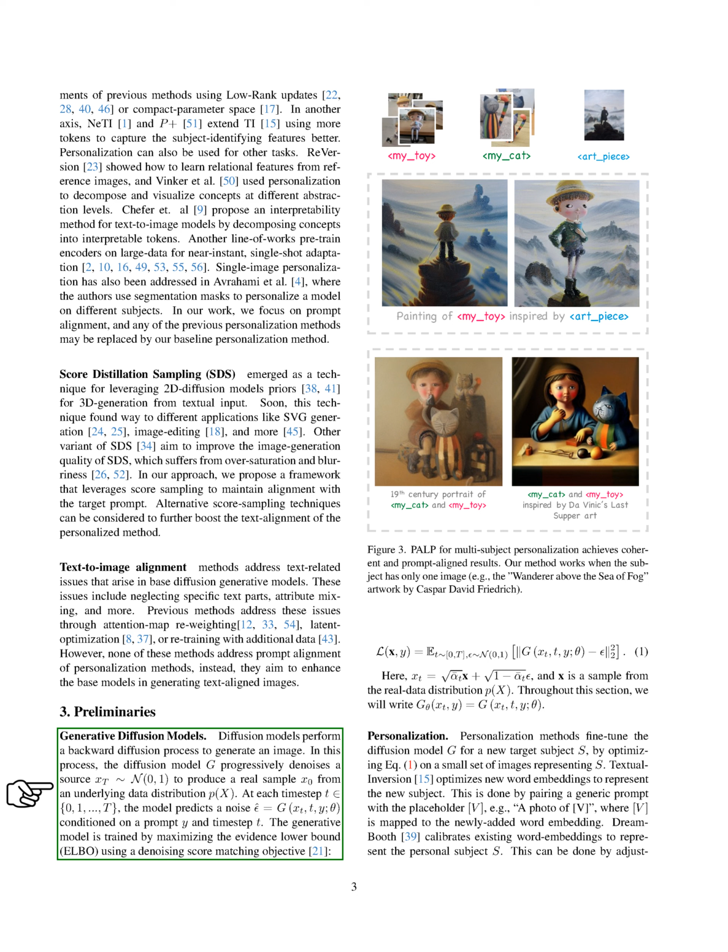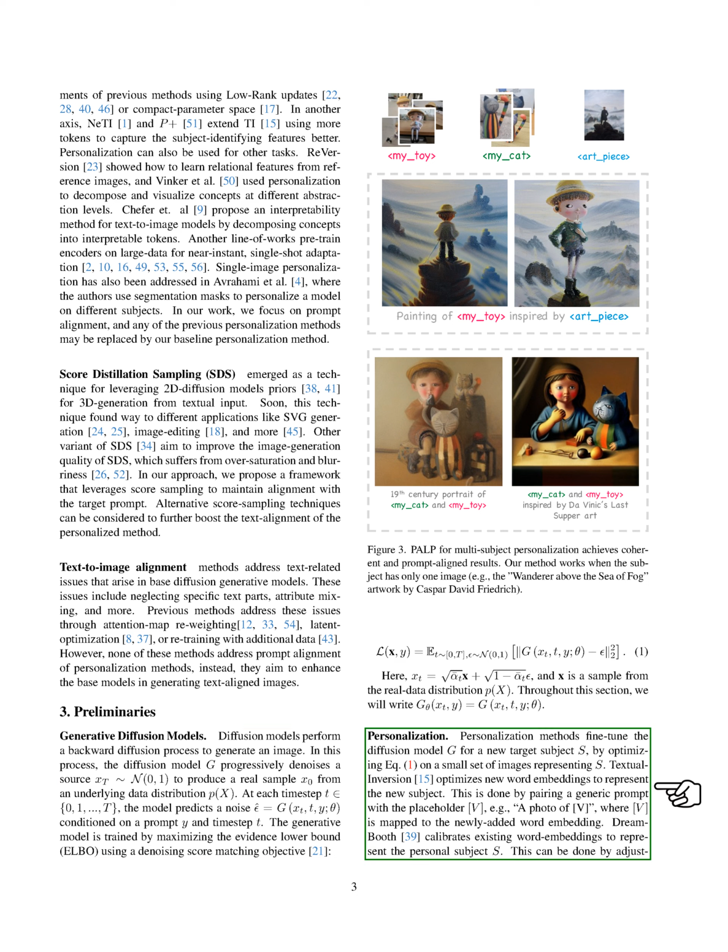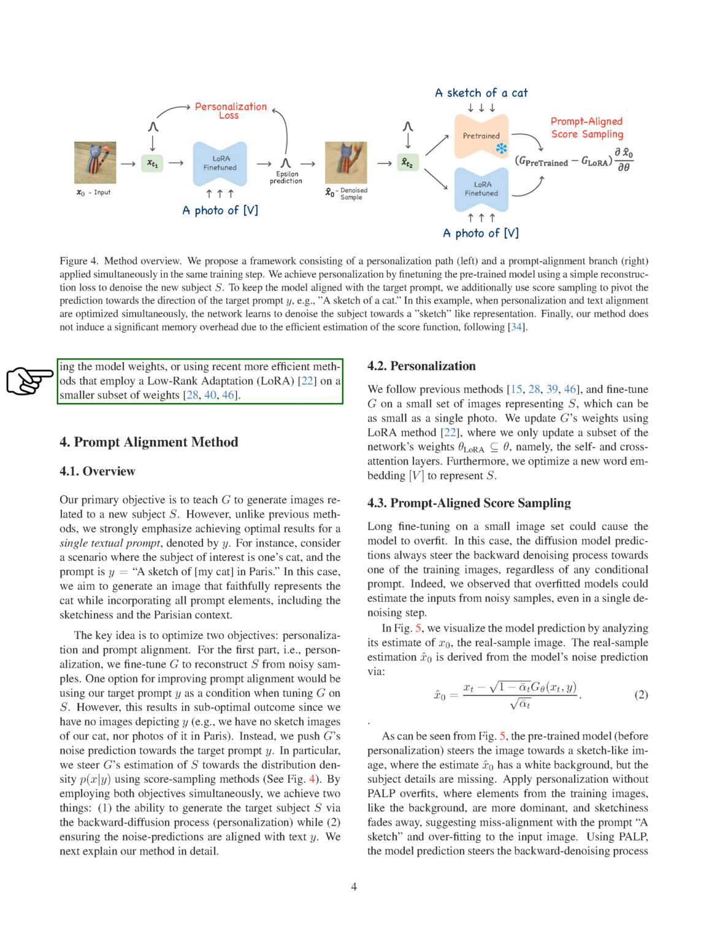Next, let's discuss personalization. Personalization methods fine-tune the diffusion model for a new target subject by optimizing on a small set of images representing the subject. For example, textual inversion optimizes new word embeddings to represent the new subject. This is done by pairing a generic prompt with a placeholder, where the placeholder is mapped to the newly added word embedding. Another method, Dreambooth, adjusts existing word embeddings to represent the personal subject. This can be done by adjusting the model weights, or using more efficient methods that employ a low-rank adaptation, LoRa, on a smaller subset of weights.